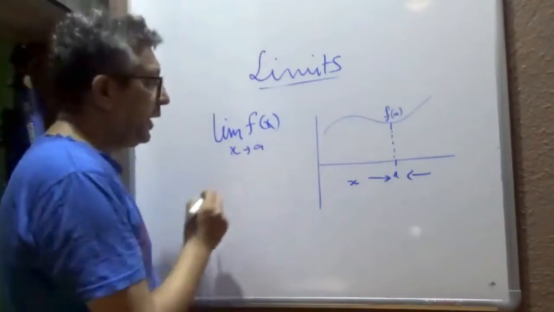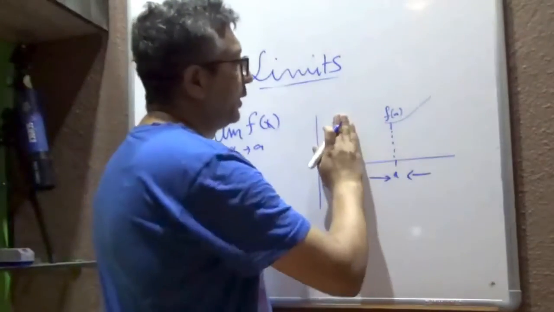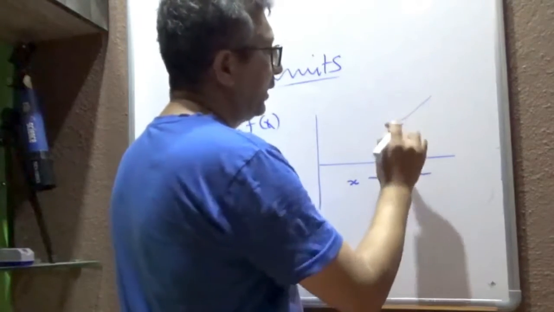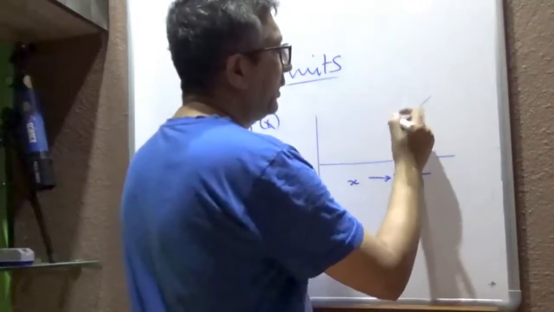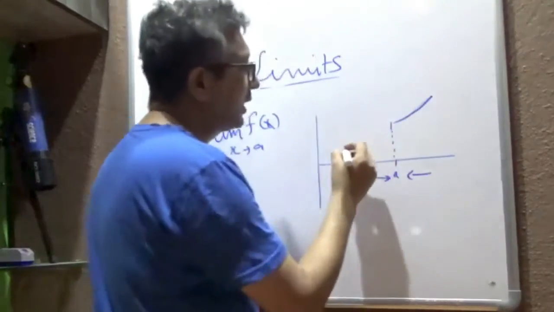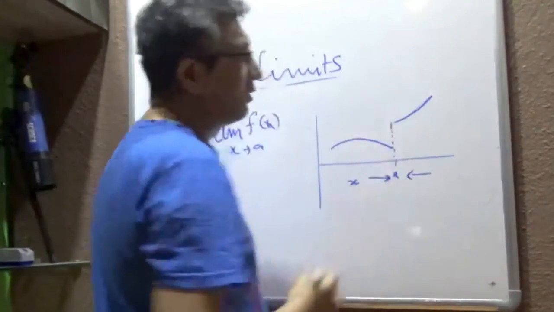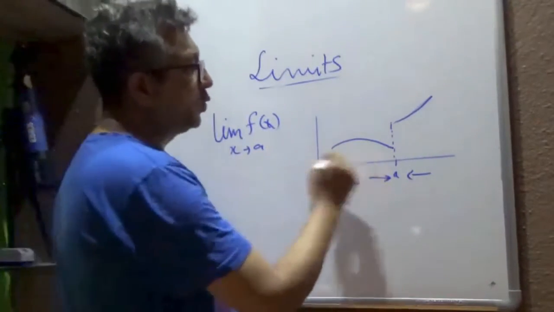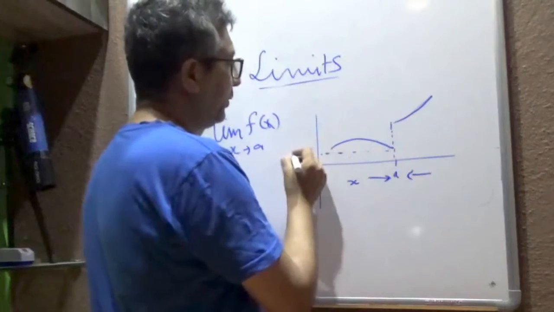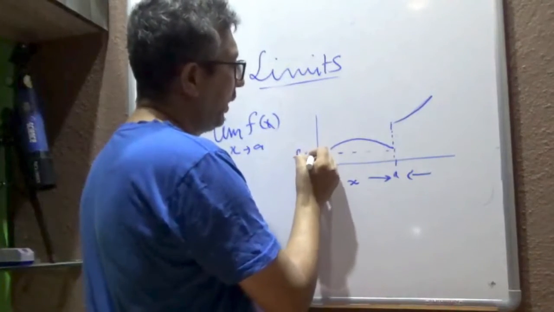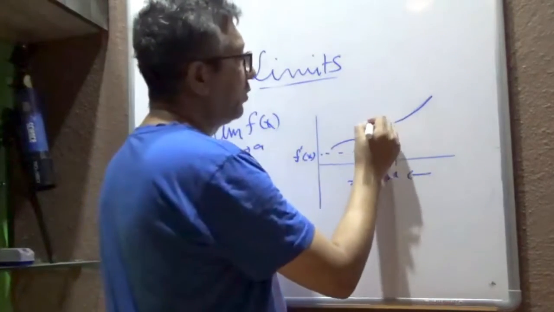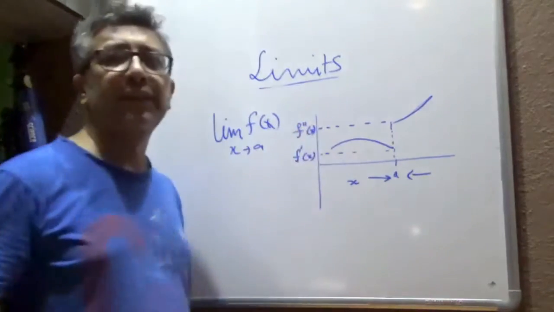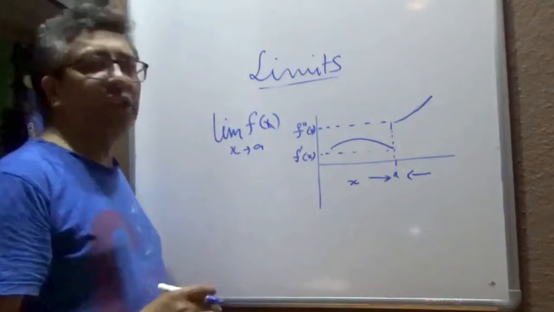But you might have a function where, let's say that for x greater than a, it is represented by a different function, and for x less than a, it is represented by a different function. Okay. So now what happens? When x tends to a from the left hand side, we might have f'(x), and when it reaches from the right hand side, we might have f''(x). So that is the whole idea of limit.